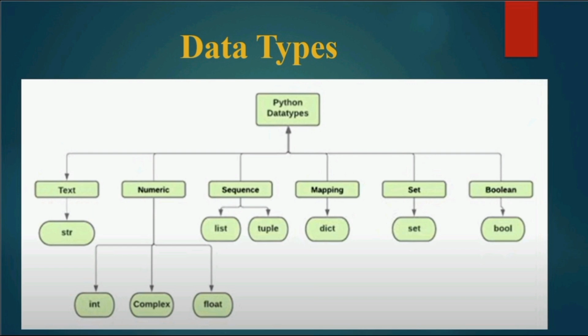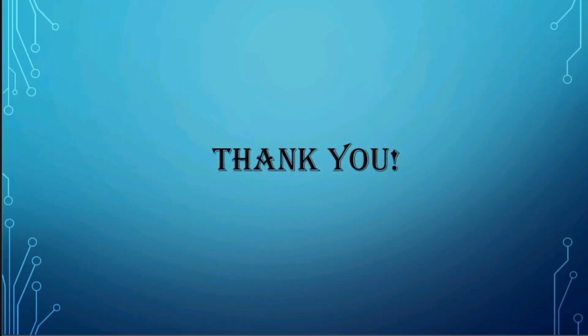In text we have string, and in numeric we have int, complex, float, and in sequence we have list and tuple. And mapping has the dictionary data type, and set has set, and in boolean we have the boolean data type. So we can discuss the data types in detail in the next video.